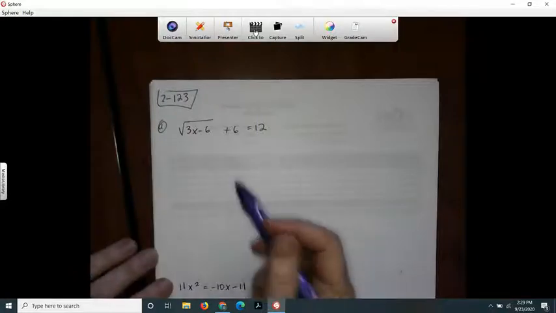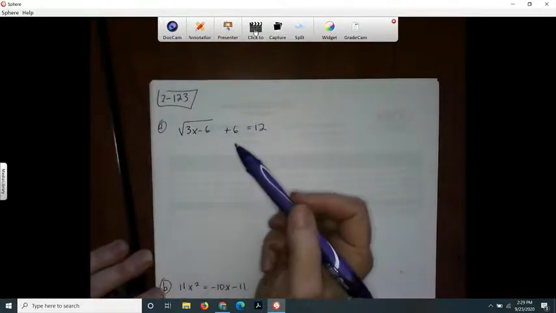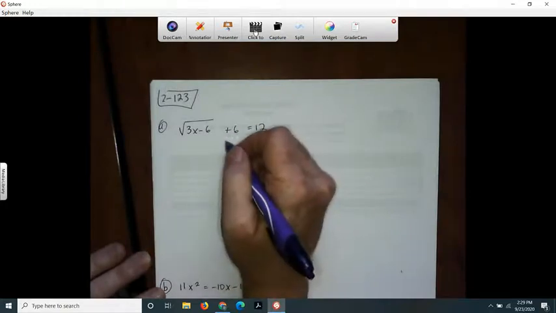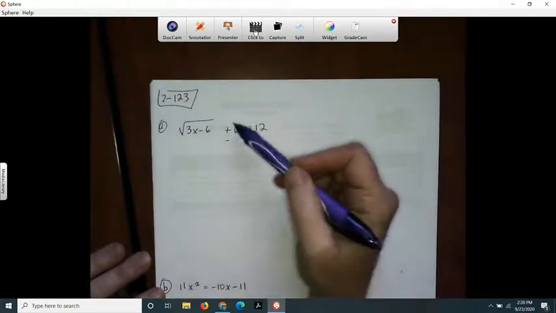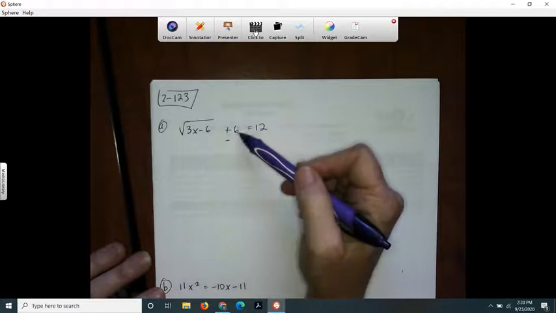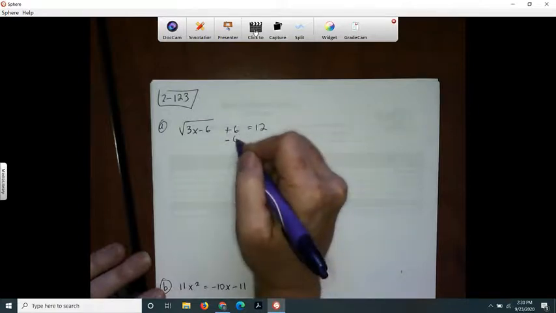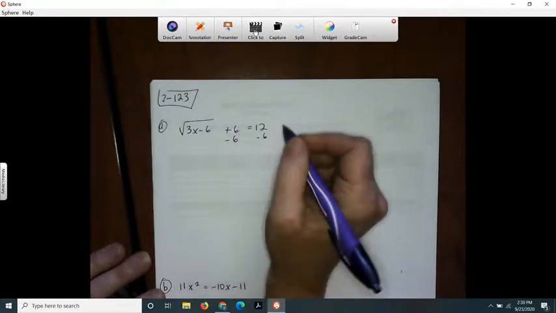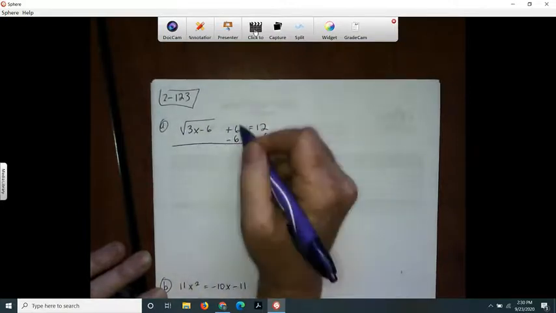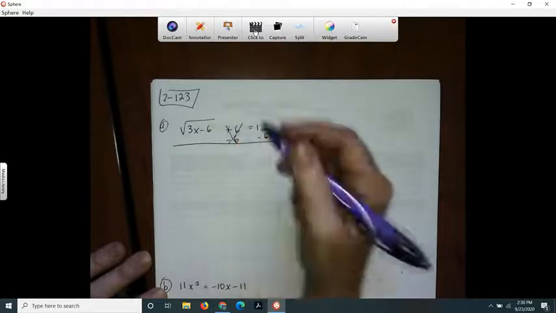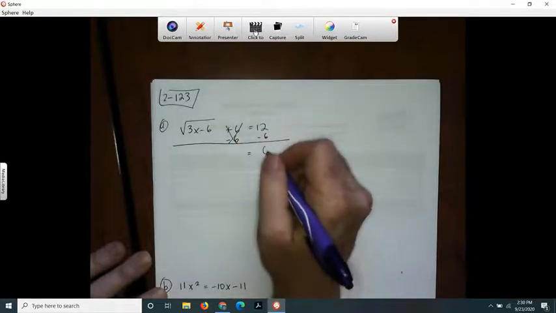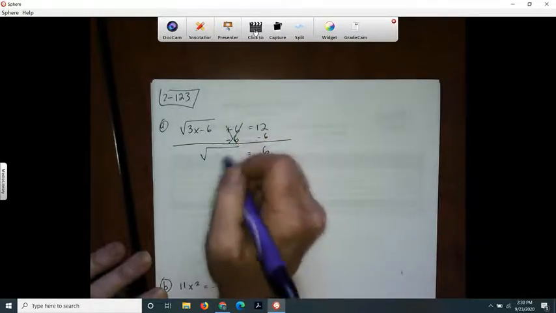We can square both sides, but we cannot square both sides until we get the square root all by itself. The mistake I saw on some of your papers was that you squared over here without getting rid of the 6, and that won't work. I won't even tell you why. It won't work, though. You'll get a different answer. You'll see.